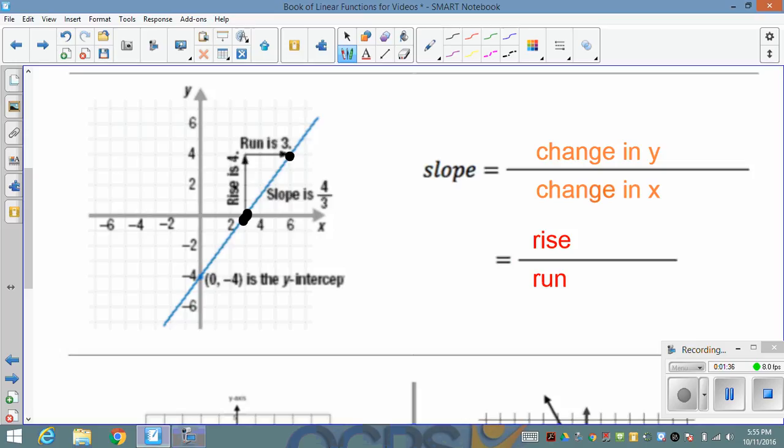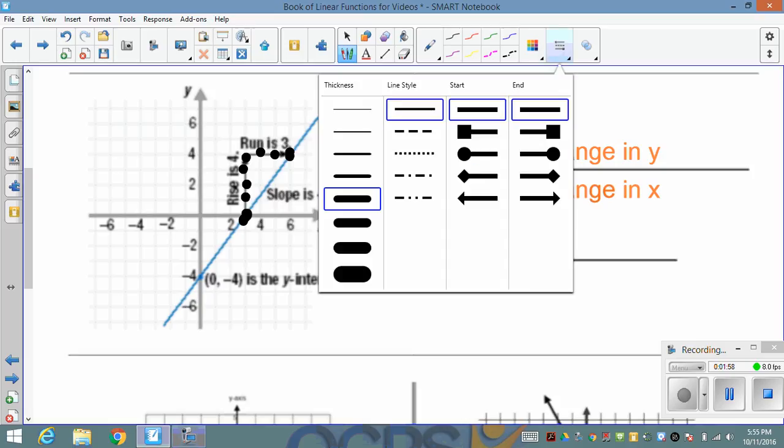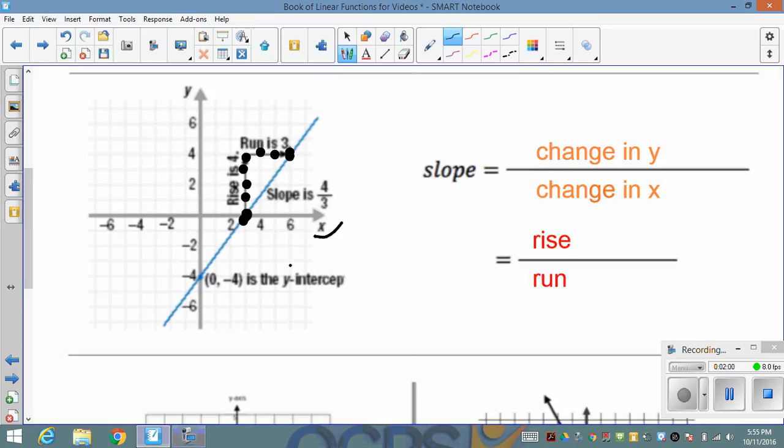If I count up and over, my rise, counting up from one point to the other, I'm going to start down here. I would go up 1, 2, 3, 4, so the rise is 4, and I would go to the right 1, 2, 3, so the run is 3. So the slope of this line is 4 over 3. The rise is 4, I'm going up 4. The run is 3, I'm going to the right 3.